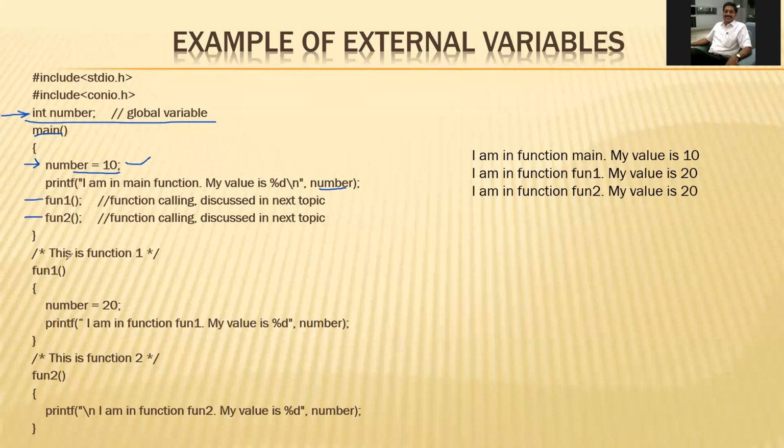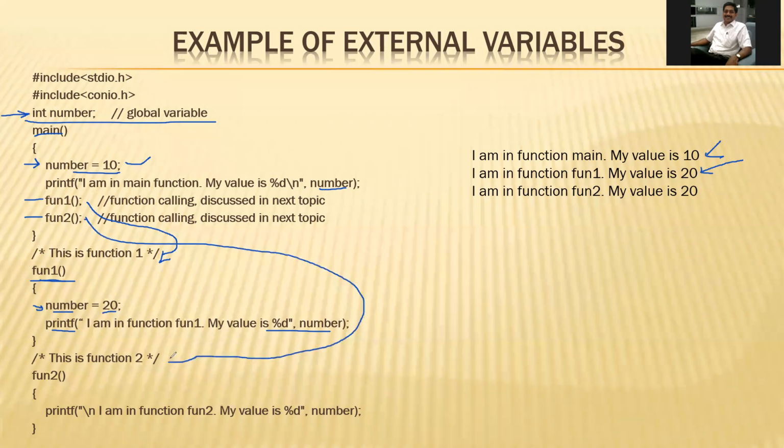So function 1 and function 2 are called here. So this will transfer to function 1. Here the control will get transferred. What is that? Function 1 is written and number is initialized to 20. Now this number variable is local to function 1. Now printf: I am function 1 and my value is number. See here, the first function value is 10, second is 20 here, and function 2 is again called.